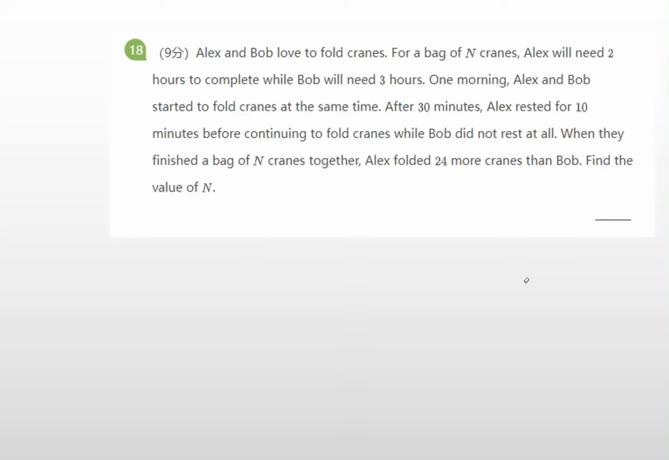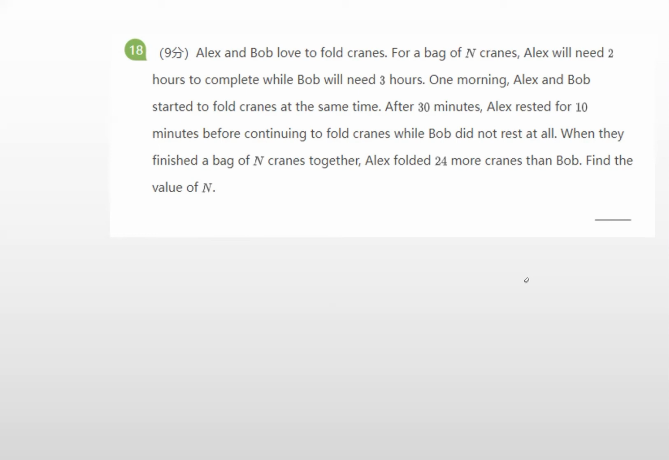Okay, this one is a hard one. You need to use work and efficiency. So we've got Alex and Bob, who love to fold prints. For a bag of N prints, Alex will need 2 hours to complete, while Bob needs 3 hours. One morning, Alex and Bob started to fold prints at the same time. After 30 minutes, Alex rested for 10 minutes.